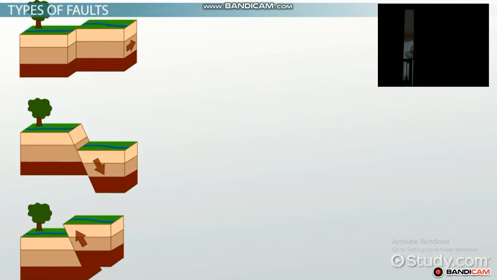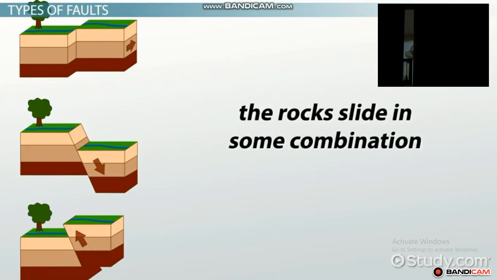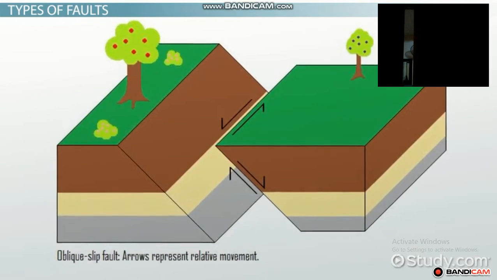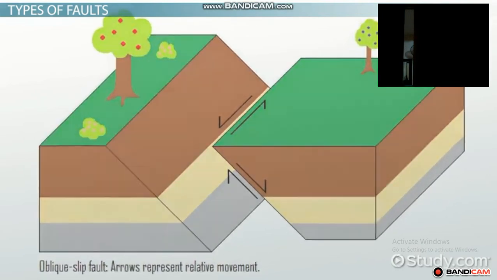Sliding on faults is rarely all up, down, or sideways. Usually the rocks slide in some combination. That type of motion is called oblique slip. Normal, reverse, thrust, and strike slip faults can all be of this variety.